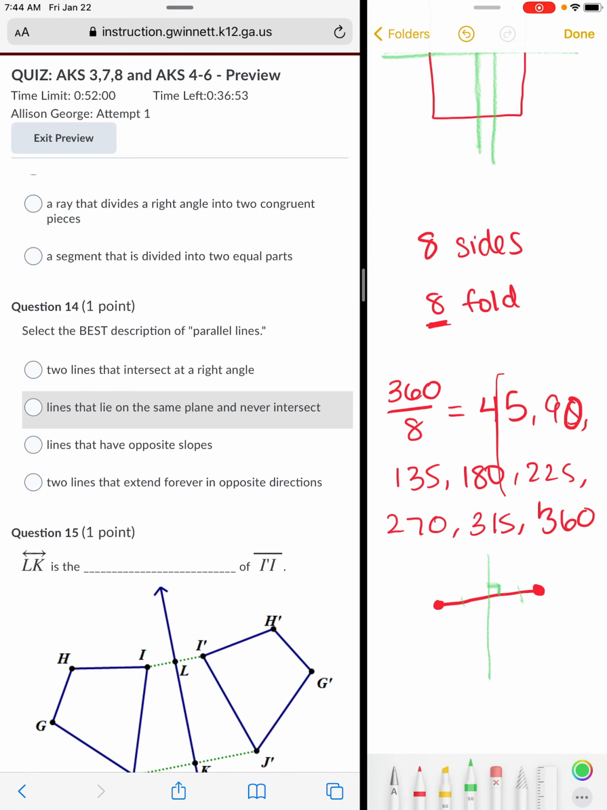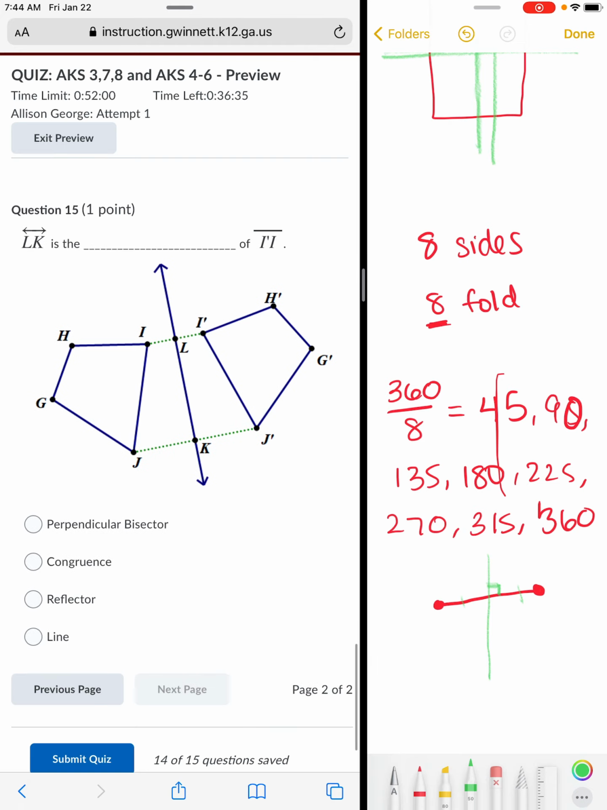All right, 14, select the best definition of parallel lines. Parallel lines are two lines that never intersect. So lines that lie on the same plane and never intersect.